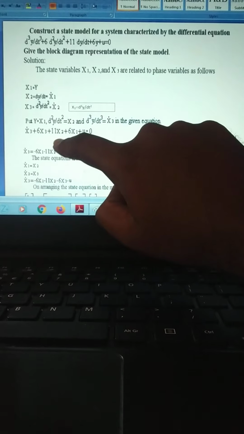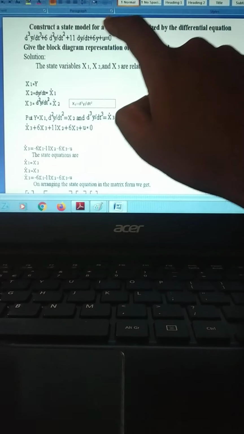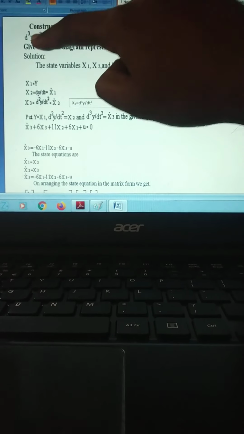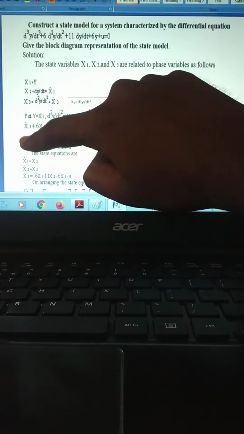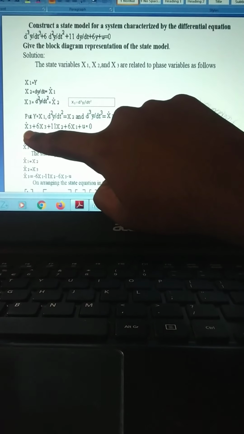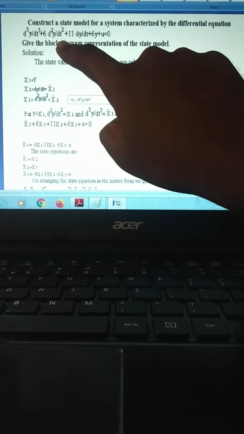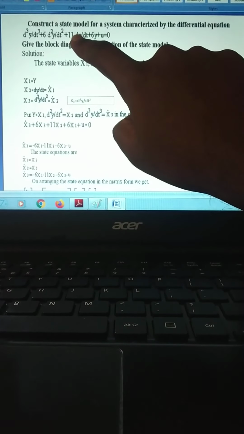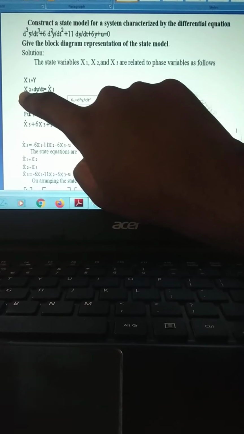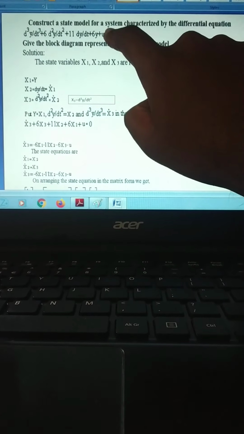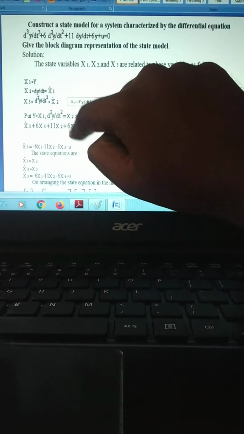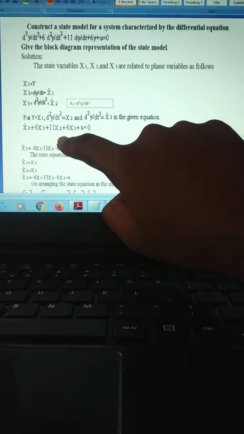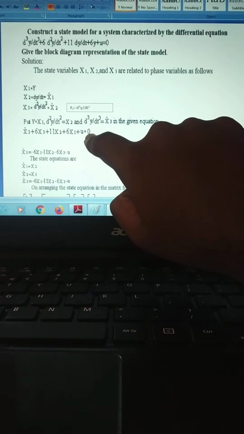Okay, so substitute these values into the given equation. We replace d cube y by dt cube with x3 bar, 6 d square y by dt square with 6x3, 11 dy by dt with 11x2, and 6y with 6x1, plus u. So x3 bar plus 6x3 plus 11x2 plus 6x1 plus u is equal to 0.